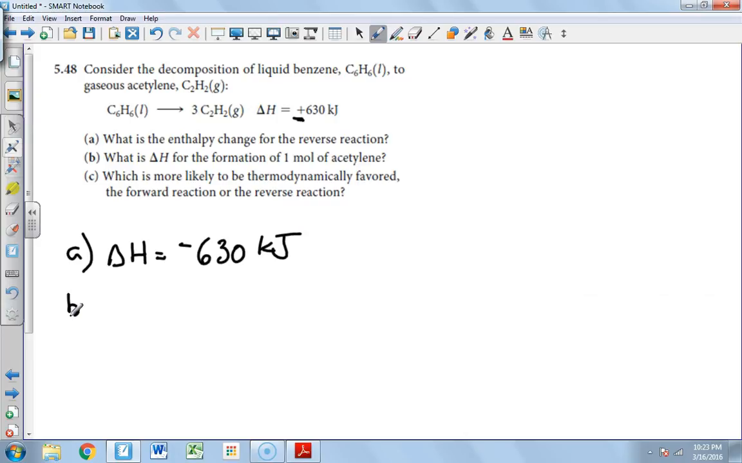Okay. Now, for part B, it says, what's the delta H of formation of 1 mole of acetylene? Well, this is acetylene here, okay? And so this gives us how much energy is, in this case, absorbed, okay, not released, but absorbed, for one whole reaction. And in the reaction, how many moles of acetylene do we have? We have 3. Okay, so the answer is going to be 1/3 of this. So the answer is going to be 210 kilojoules.